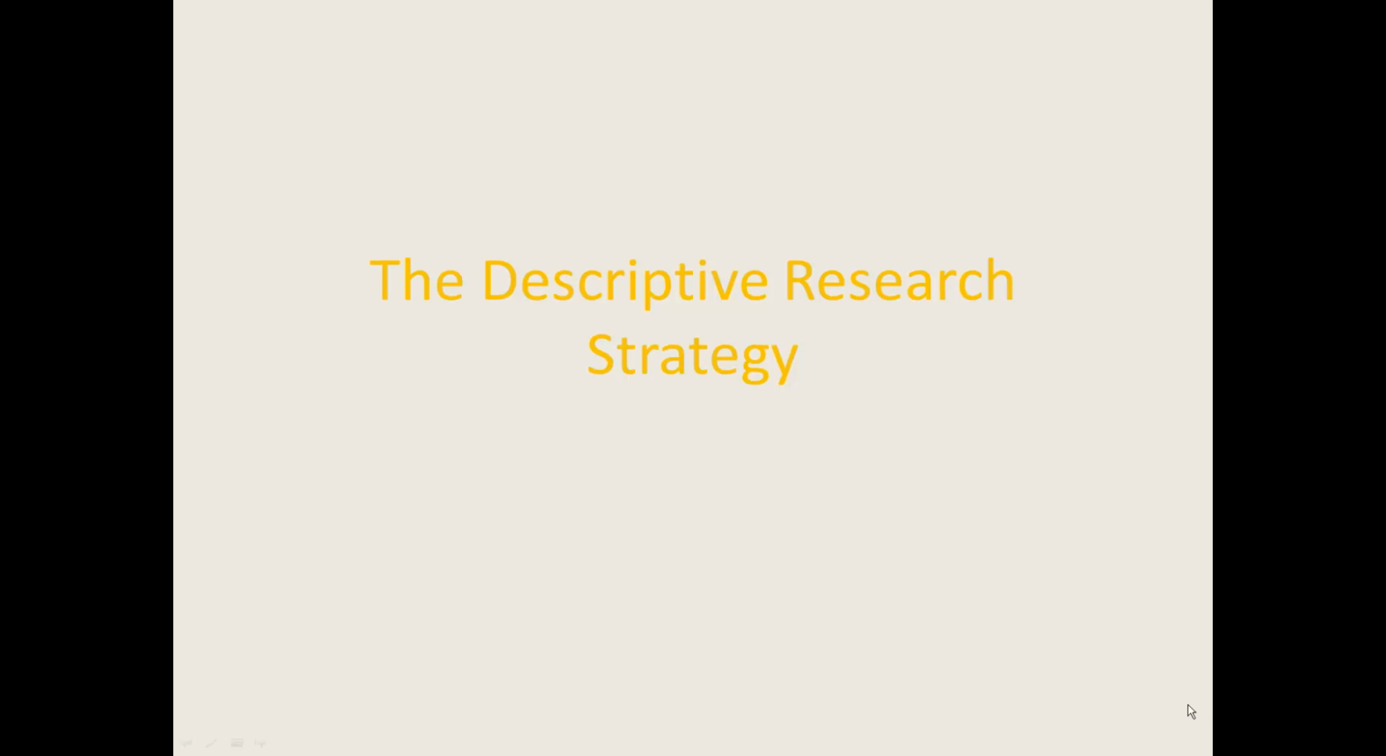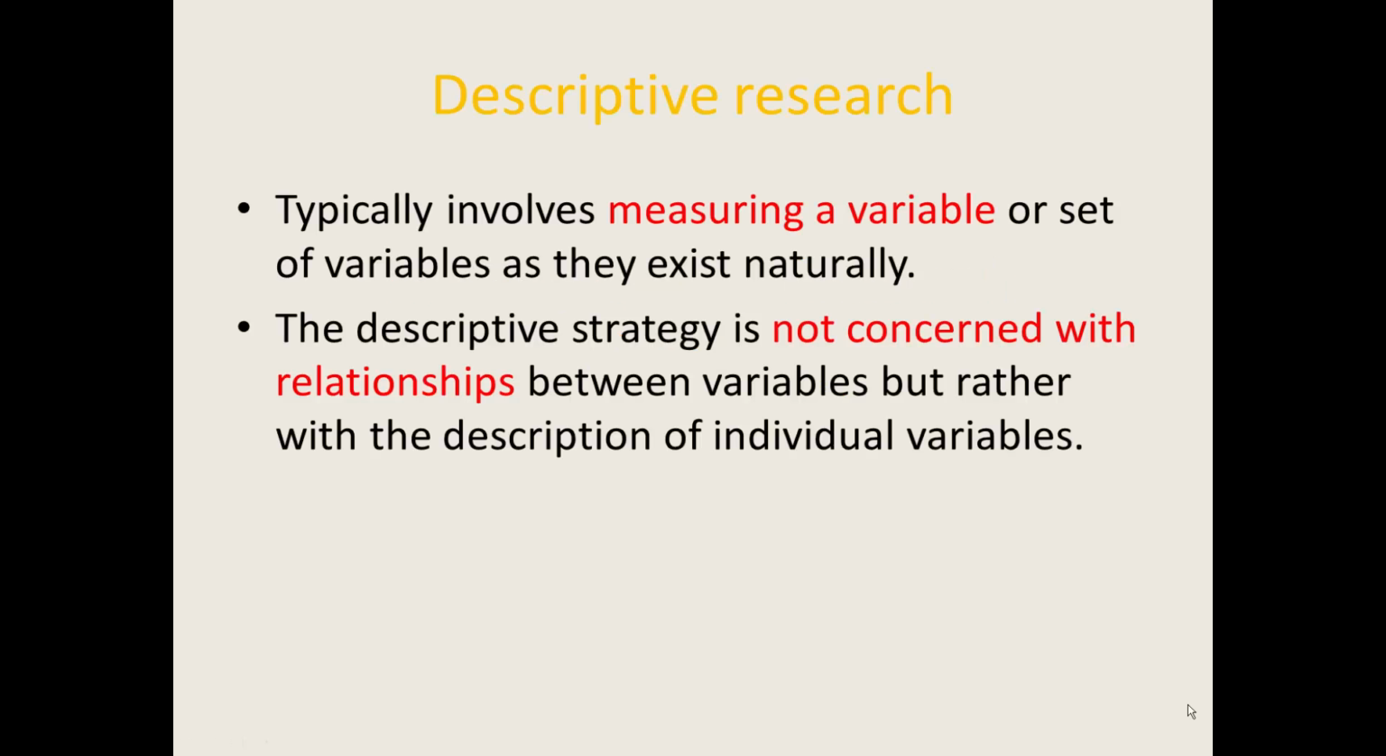Chapter 13, Descriptive Research. Descriptive research typically involves measuring a variable or set of variables that exist naturally. It's in clear contrast with the other types of research, including true experimental research, quasi-experimental research, and even non-experimental research, because here we're not looking for any type of cause and effect relationships. And we are not even looking for the relationship between variables like we do in correlational research.